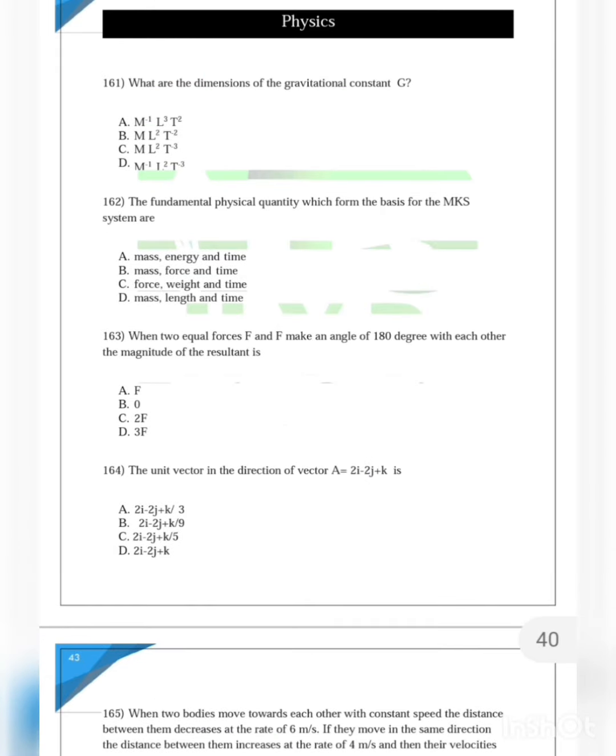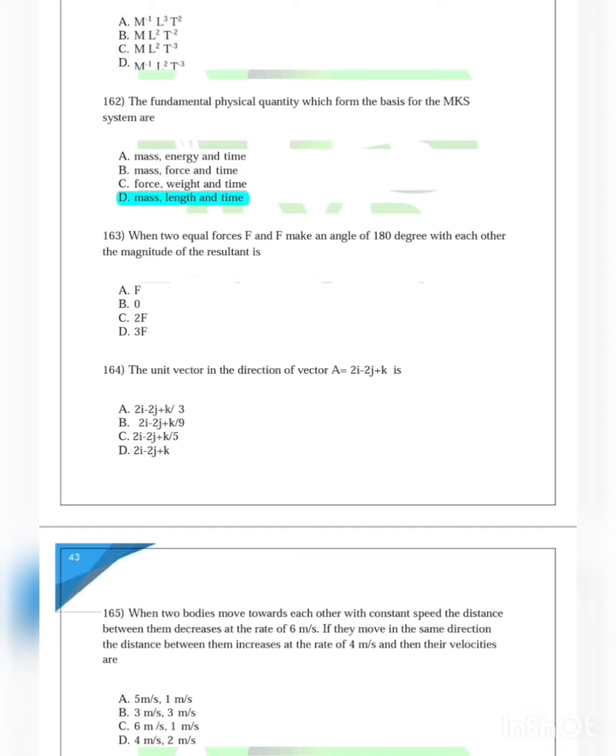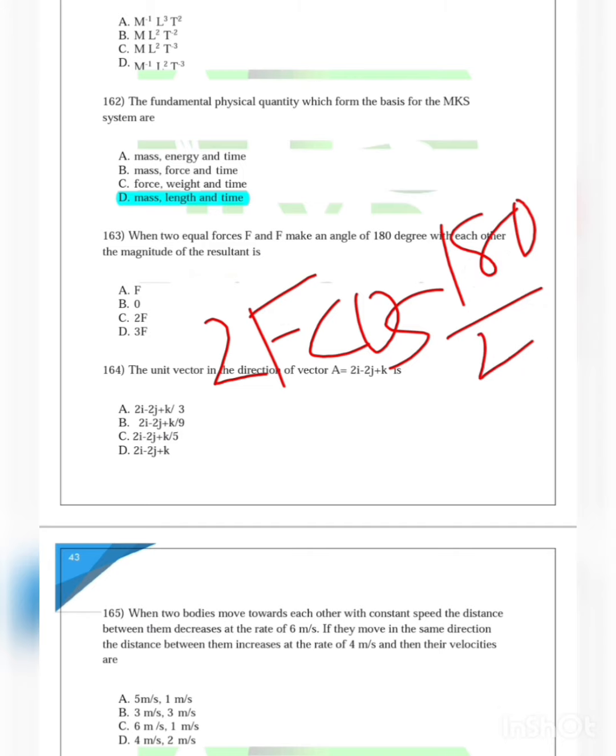So the fundamental physics question, on the basis of MKS. MKS is mass, length, and time. Two forces equal to F make an angle of 180 degrees. I think I have a shortcut for it: 2F cos(180/2). So 90, cos 90 is 0. So I guess this answer is going to be 0.